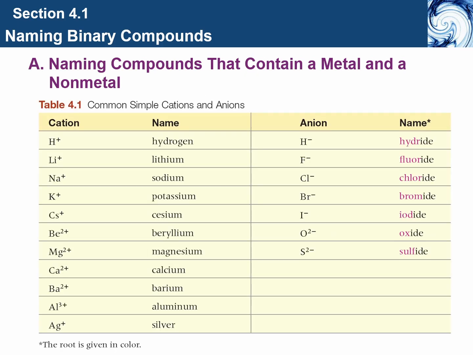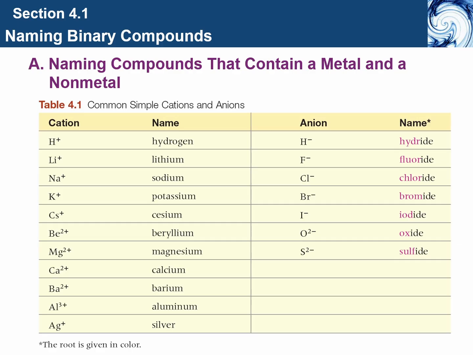All right, on this table, we've got a list of simple cations and anions used in binary ionic compounds. On the cation side, notice that hydrogen, lithium, sodium, potassium, and cesium form +1 ions. They're all in group 1. Beryllium, magnesium, calcium, and barium form +2 ions. They're in group 2. And now you might be thinking, aluminum, group 3. Calm your horses. It also forms +3 ions, and silver is a +1. Silver is a special case, and we'll talk about that one in a little bit.